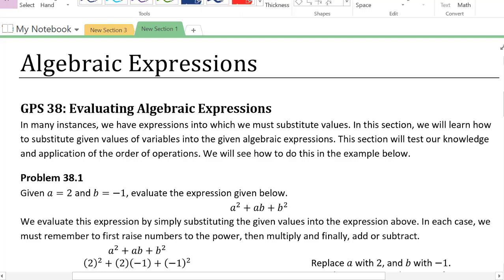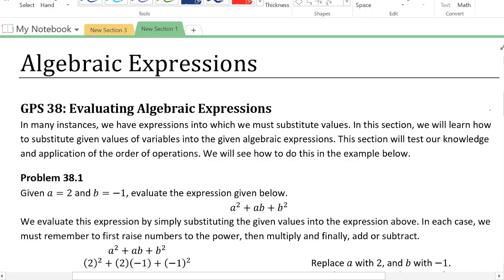Hello class. Today we'll be looking at GPS 38, which is evaluating algebraic expressions. We're done with factoring, so make sure you go over all that factoring material. That's very important. It's a very big topic in mathematics, not just Math 10. When you go on to the next level class, which is usually MA 119, you're going to see a lot more factoring, so make sure you really practice factoring and master it.